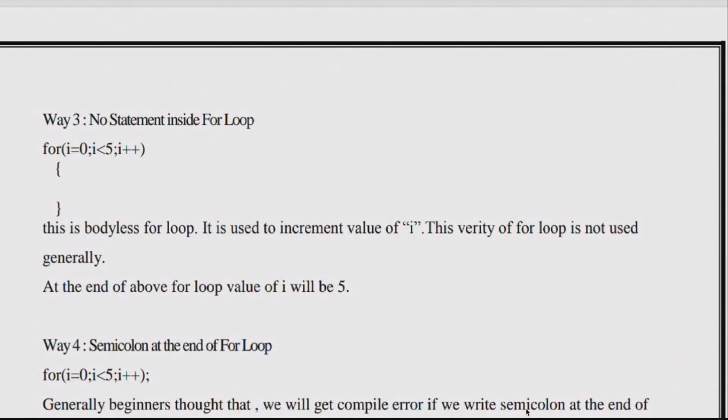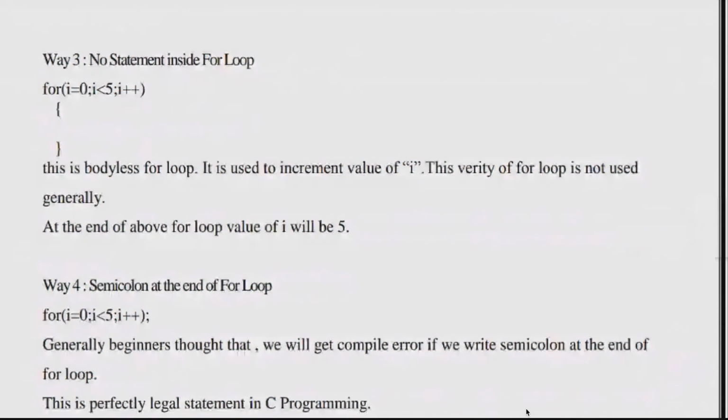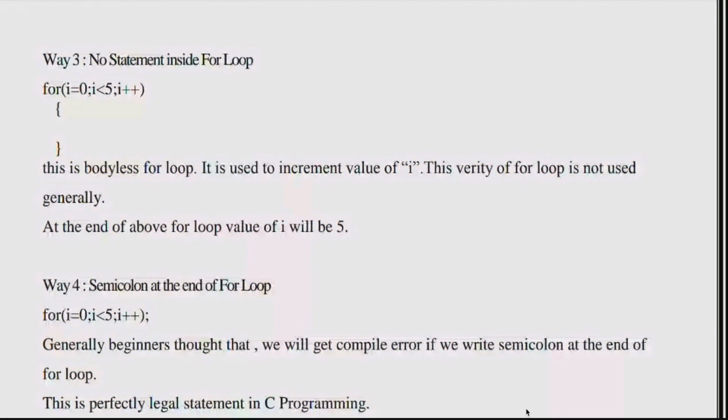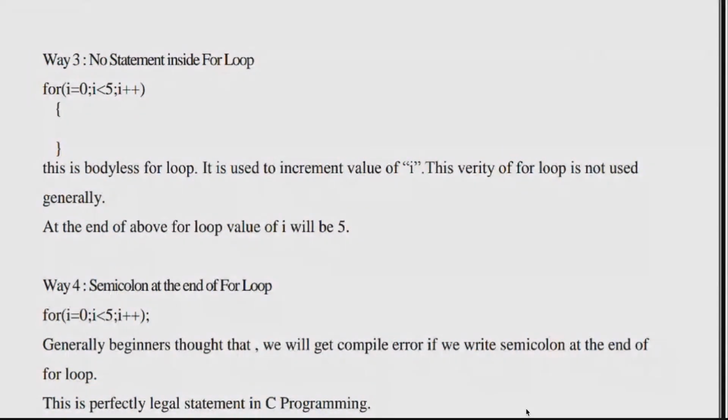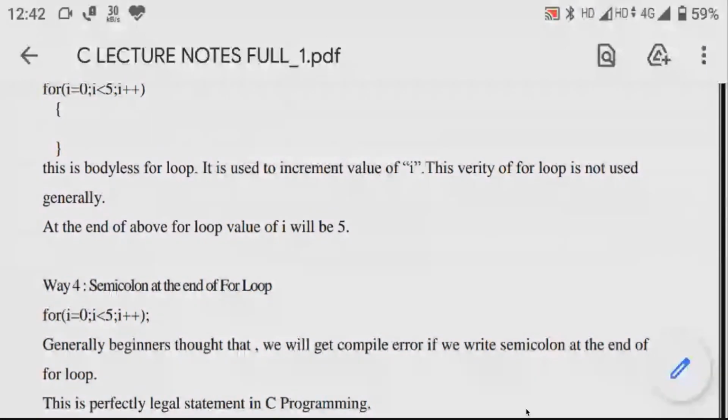It will go 5 times. If the I value is 0, it will loop 5 times, but there is no output. Why? Because there is no statement inside this. See, at the end of the above for loop, the value of I will be 5. So when it comes out from the for loop, the I value becomes 5. 5 is not less than 5, so false. Then it will come out from that for loop. That is the meaning of it. At the end of the above for loop, I will be 5.